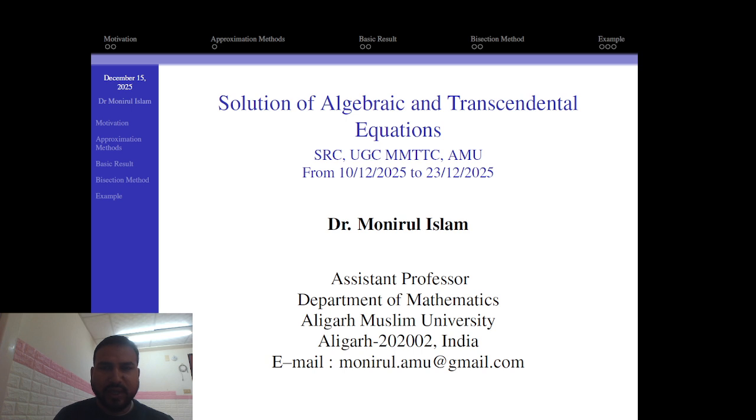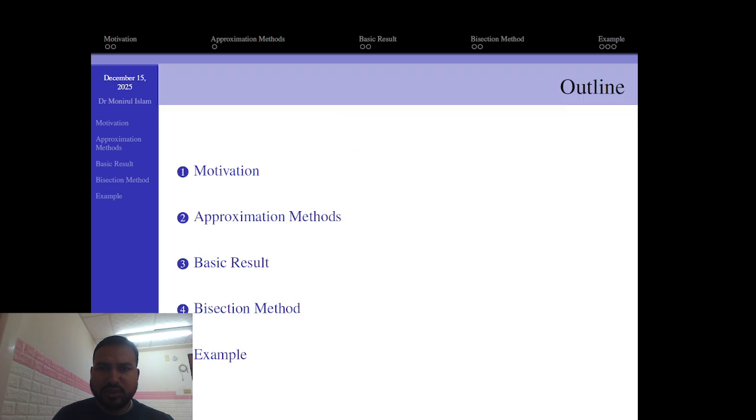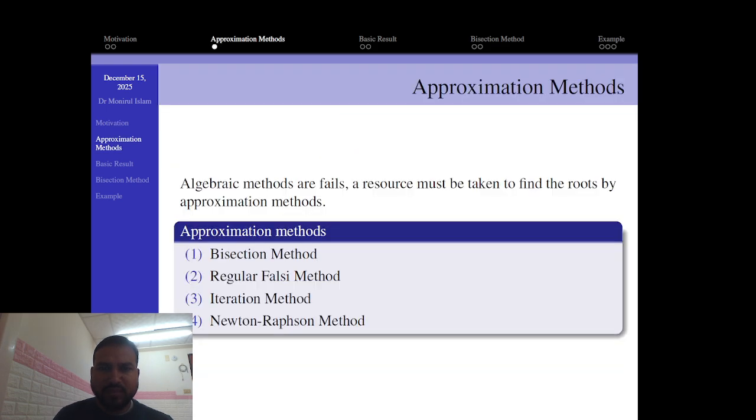To find the approximate root, there are so many methods available in the literature. Here we consider some famous methods, that is bisection method, regula falsi method, iteration method, and Newton-Raphson method. These are the methods which help to find the approximate root, not the exact root. Due to the lack of time, because they have given us 5 to 7 minutes, in this lecture I am going to consider only the bisection method.